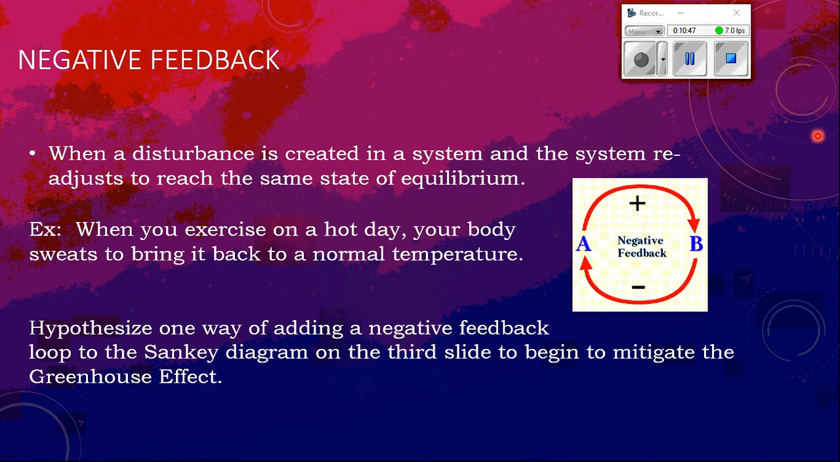Can you hypothesize one way of adding a negative feedback loop into that Sankey diagram on the third slide to begin to mitigate the greenhouse effect?